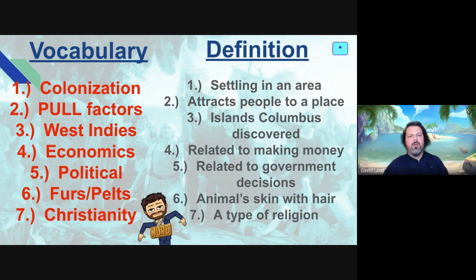Here are some high point words that I'm going to use. I'm going to pronounce them for you, and you're going to write those down right now. Number 1, colonization. Number 2, pull factors. Number 3, West Indies. Number 4, economics. Number 5, political. Number 6, furs and pelts. And number 7, Christianity. At this point you can pause the video, get those words, and rewind to hear me pronounce them again. When you hit that pause button and come back, now you're back.